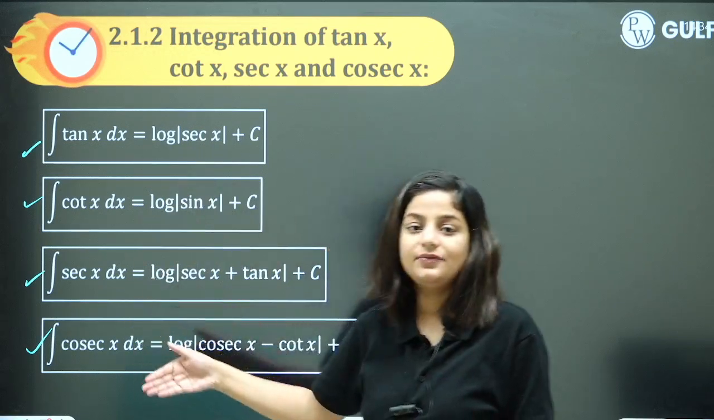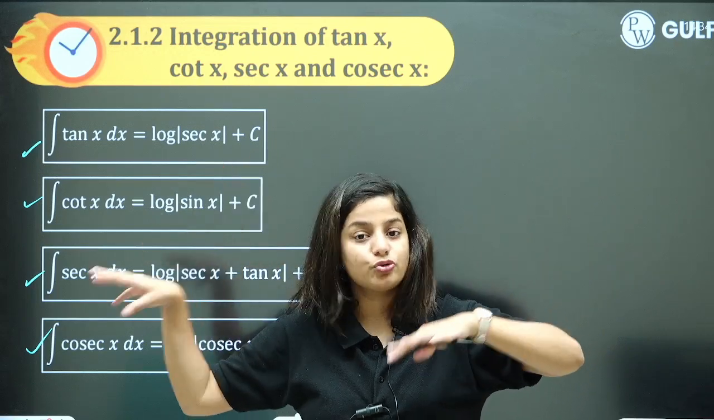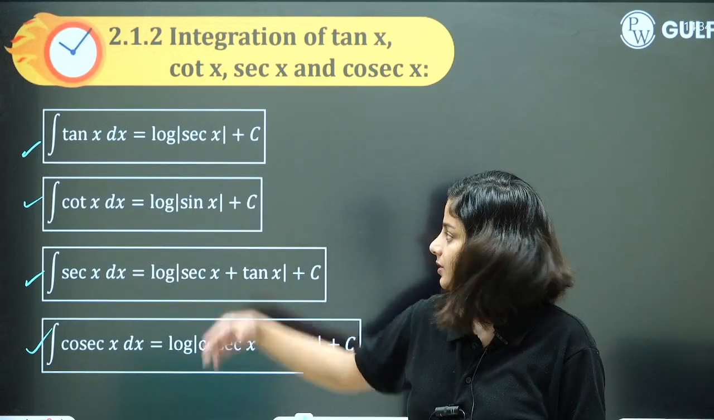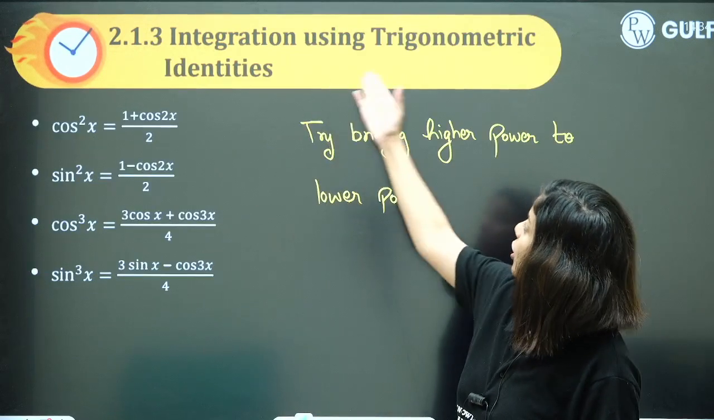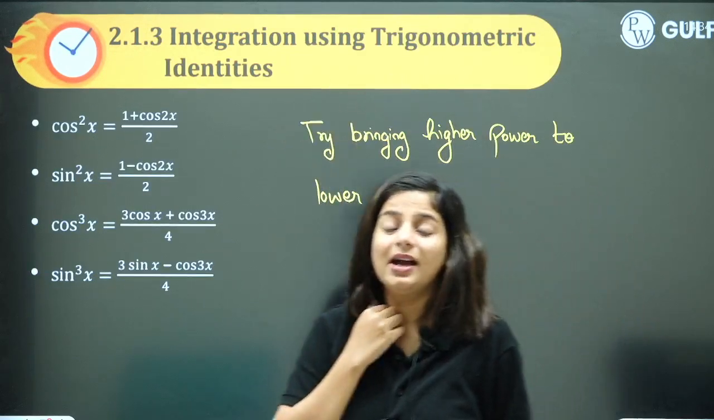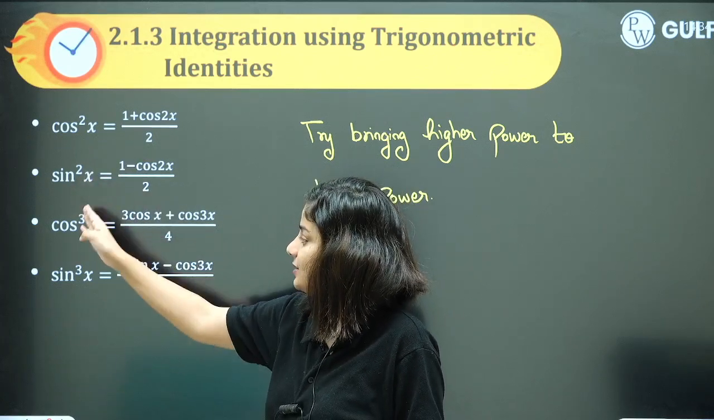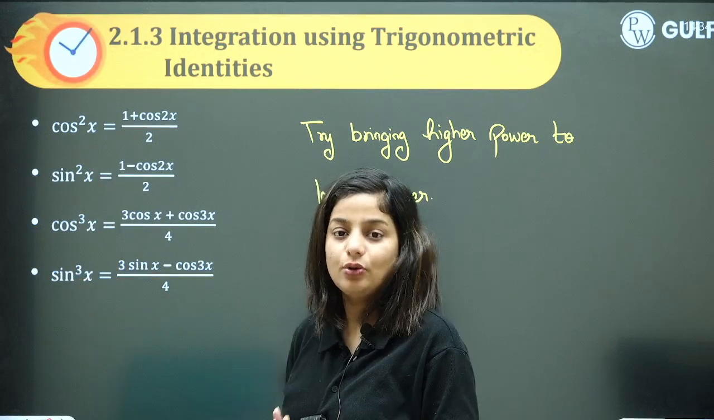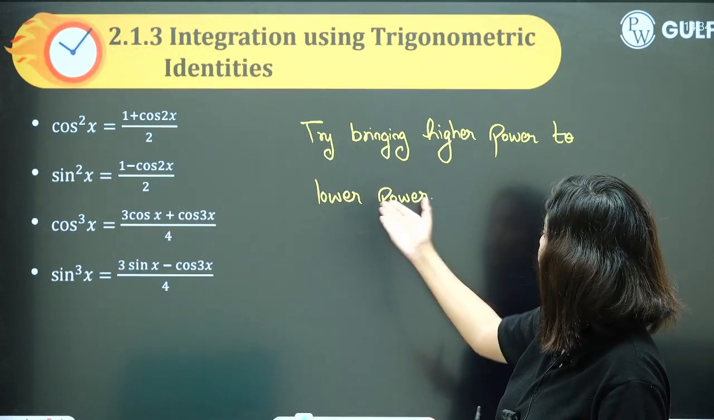Please learn these 4 formulas by heart, in addition to the 18 formulas list you saw earlier: tan x, cot x, sec x, cosec x. Next, moving on to integration of trigonometric identities. Whenever you have questions like cos square x, sin square x, cos cube x, sin cube x in the question, always break down the higher power to a lower power.